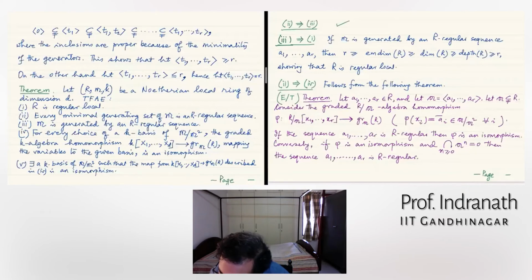So what do you want to show? You want to show that 2 implies 4, right? So every minimal generating set of M is an R-regular sequence. Fine. So once you have a minimal generating set, you will have a k basis of M mod M square, and then you do it for M mod M square, apply this, and then you will have 2 implies 4. So please treat this as an exercise, give it a try.